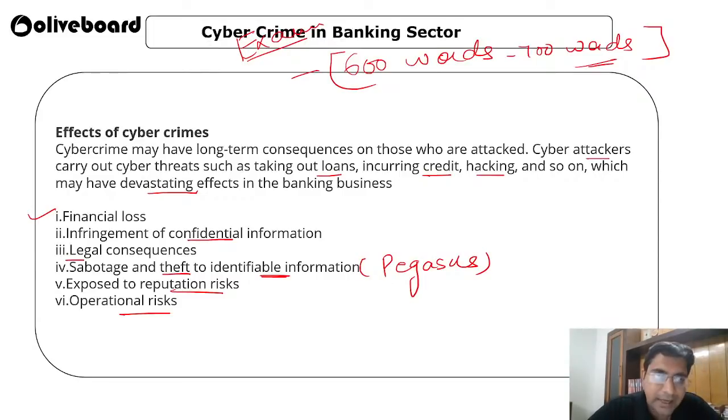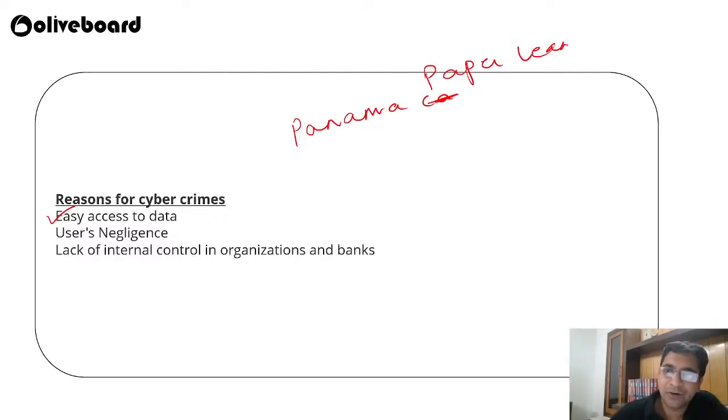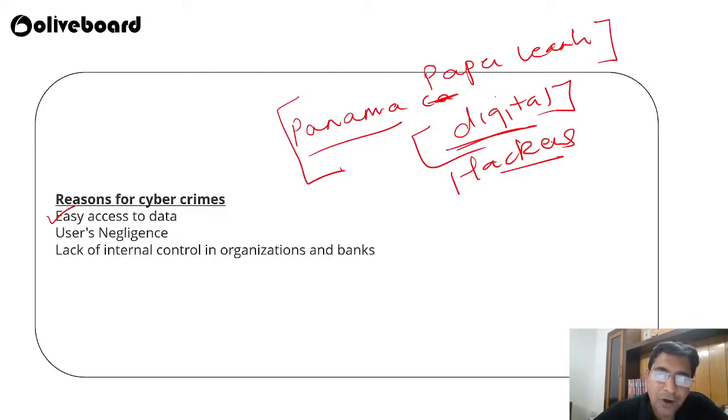Then, reasons for cyber crimes. What is the reason for cyber crimes? Because they have easy access to data, they can easily hack the data. Right now the Panama papers leak has happened. All these things are happening just because a huge amount of digital data is present, and people are utilizing this digital data. Hackers are taking control of this digital data, and they are taking ransom from people for not leaking this information. Then user negligence. Sometimes you and I have some negligence.